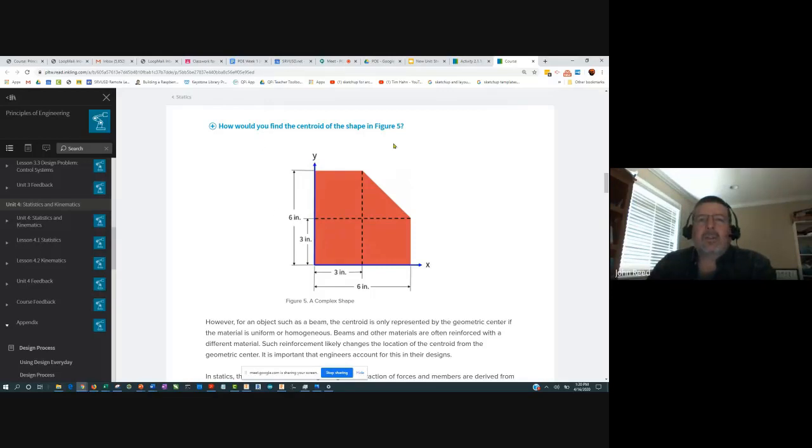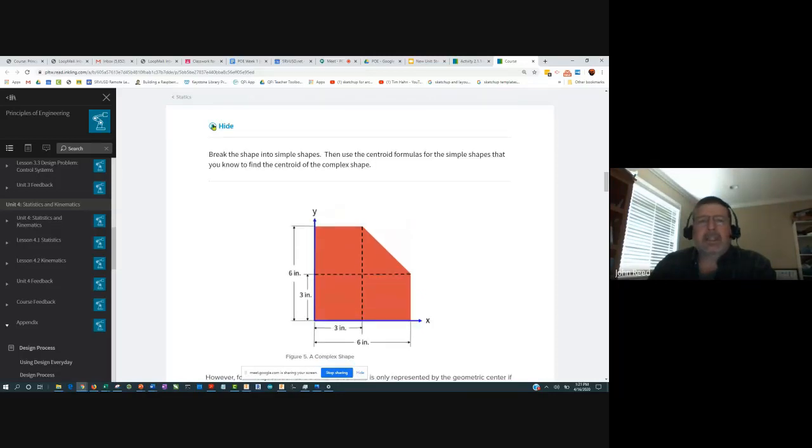So how would you find the centroid of this shape? Well, I guess it would be on the symmetry axis here, but it's not clear how to get that. So we break the shape into simple shapes, and then use the centroid formulas on those simple shapes.